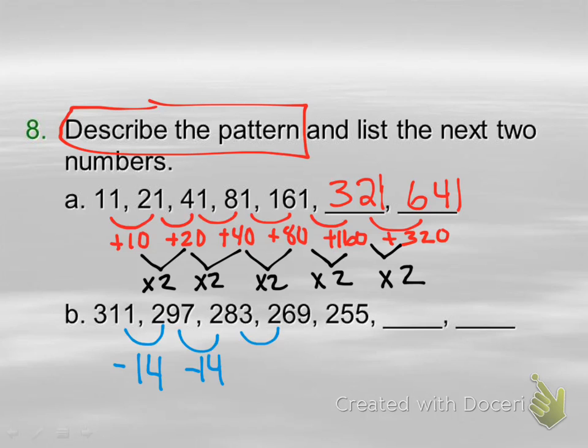Okay, hit minus 14 again. See if it gives you 269. Hit minus 14 again. See if it gives you 255. Okay, hit minus 14 again and tell me what you get. 241. Hit minus 14 again and tell me what you get. 227. Good.